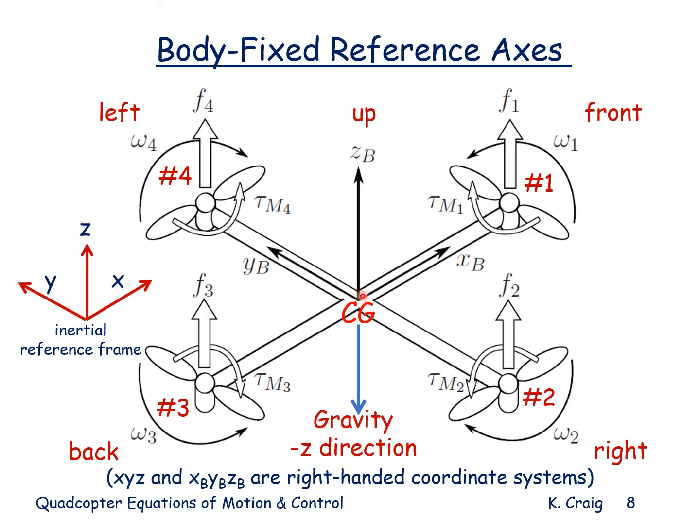There are 4 motor propellers on the quadcopter. They are numbered 1, 2, 3, and 4. Motors 1 and 3 are located along the body-fixed x-axis. The positive x direction indicates the front. The negative x direction indicates the back. These two motors rotate in the same direction in a counterclockwise direction.